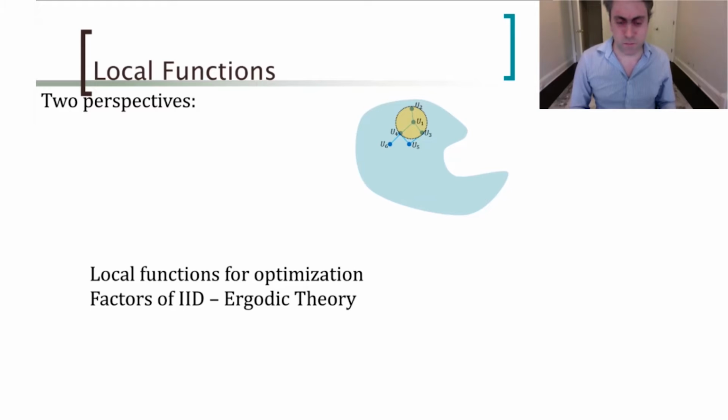And there's another notion of local functions called factors of IID, and these come more from the direction of ergodic theory. I'm mainly going to be talking about the second one, but I want to link it to questions about the first one, because I think maybe this is what the audience will be more familiar with.